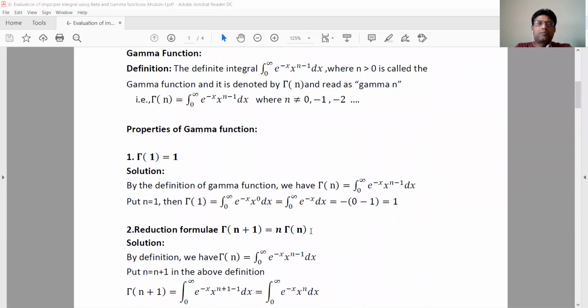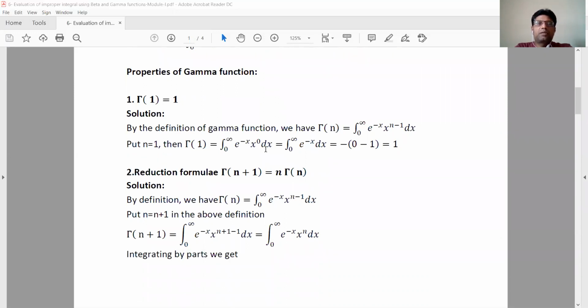Now we'll see what is meant by gamma function. A definite integral 0 to infinity e power minus x, x power n minus 1 dx, where n is greater than 0, is called the gamma function. And it is denoted by this symbol, and read as gamma n. So this is the definition, where n is not equal to 0, minus 1, minus 2. At negative integers, it is not defined, as well as at 0.